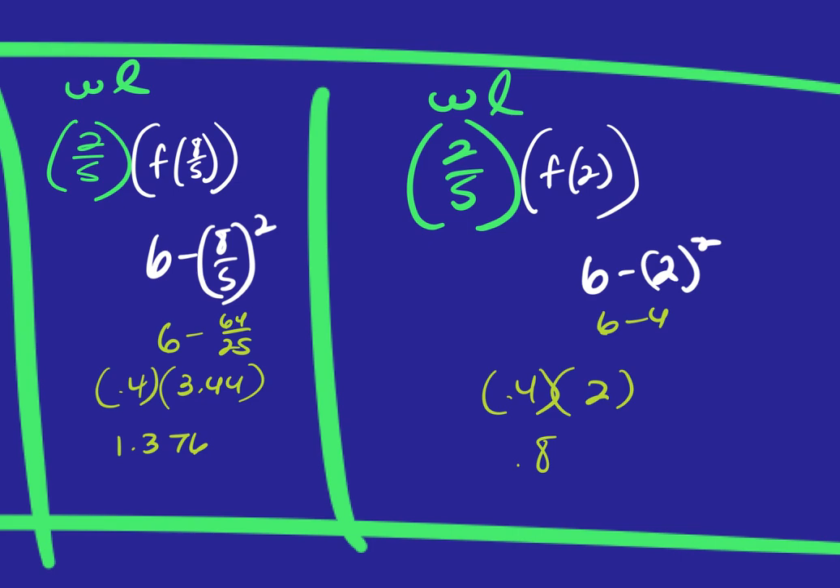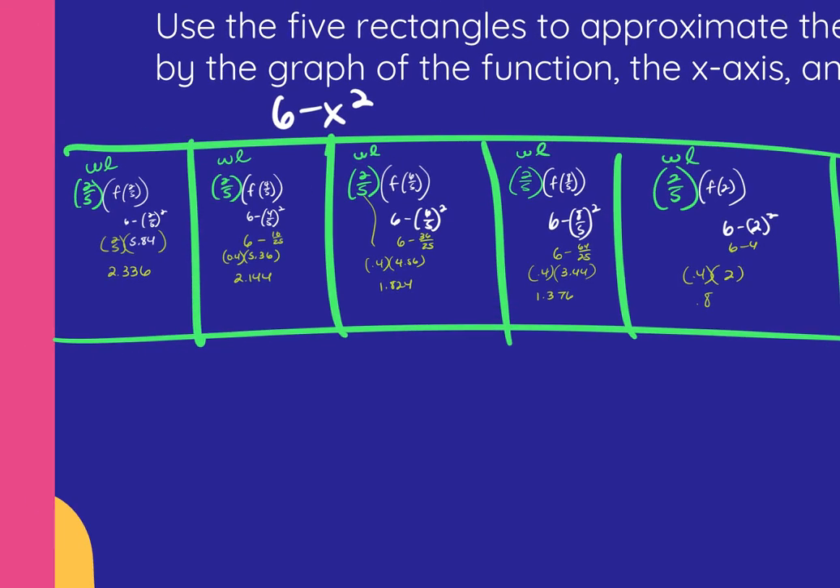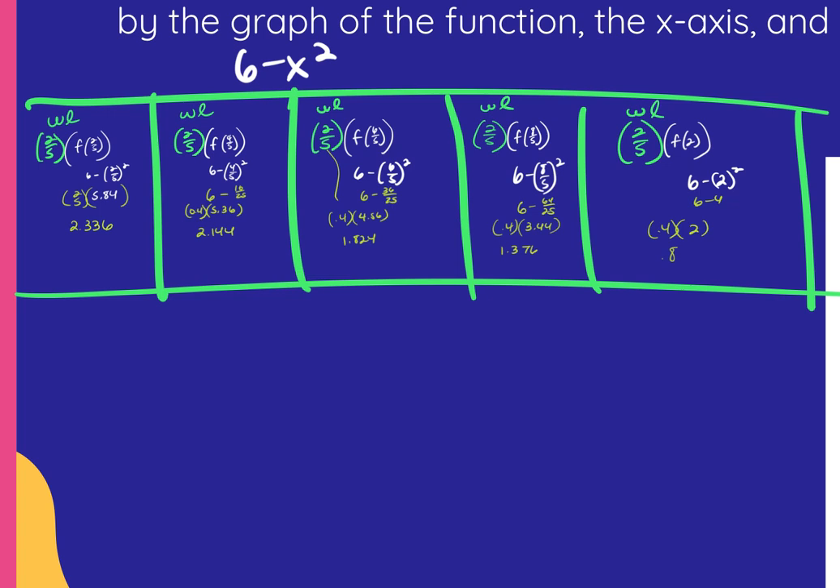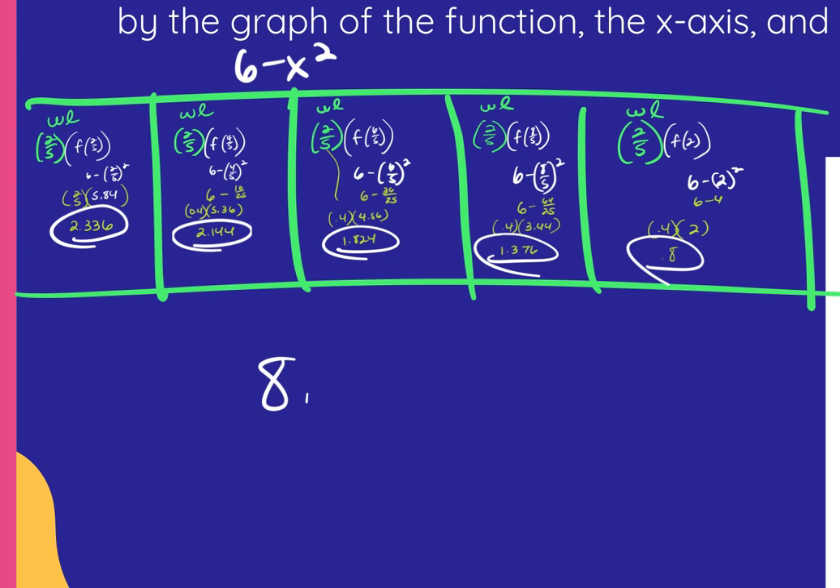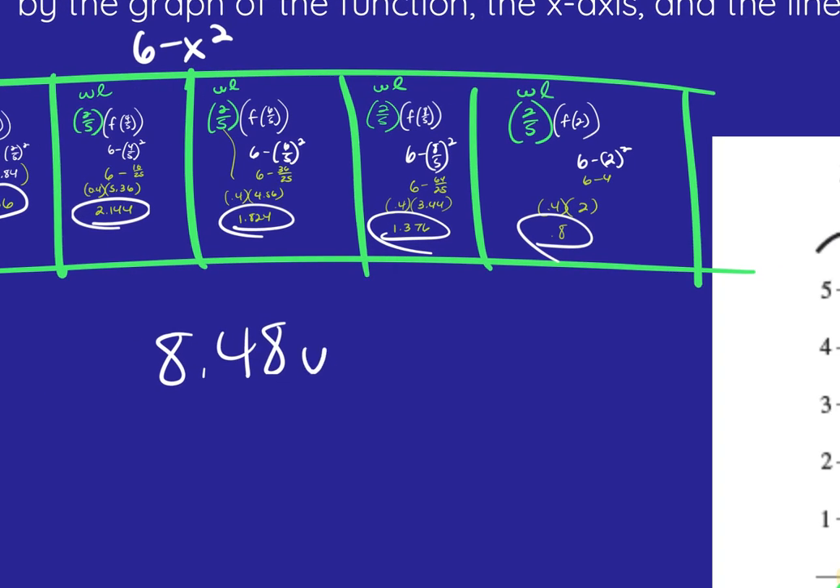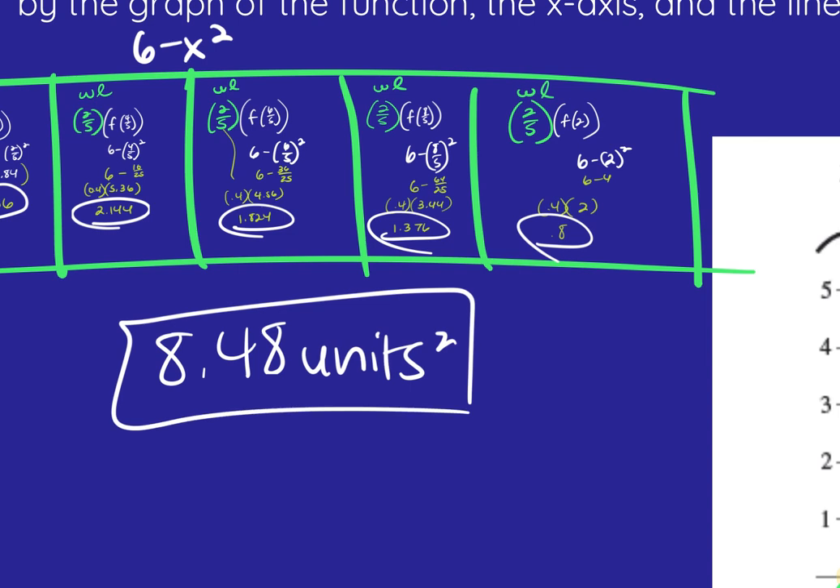And then I add them all together. Is there any other way to calculate area and have it exact? It would be closer if you use the summation. But these questions will ask you to approximate, and this approximation is what it's looking for. There's only one answer when you do it this way, and it is what they want. 1.376, 1.824, 2.144, 2.336, and you get 8.48. It didn't give me a unit, but if it did, it would be units squared.